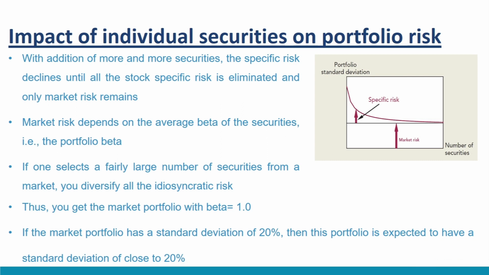Thus, you get a portfolio which is very close to the market portfolio. The beta of this portfolio is expected to be close to 1. For example, if the market portfolio has a standard deviation of 20%, then this portfolio is expected to have a standard deviation of close to 20%.